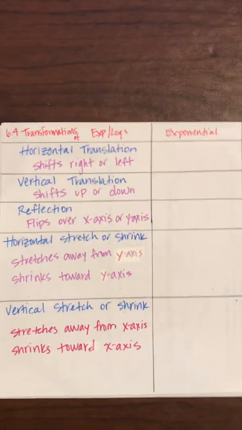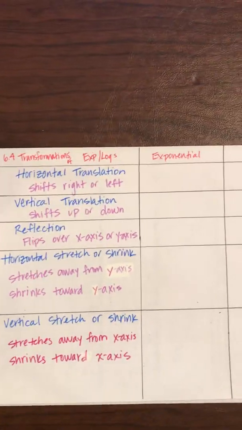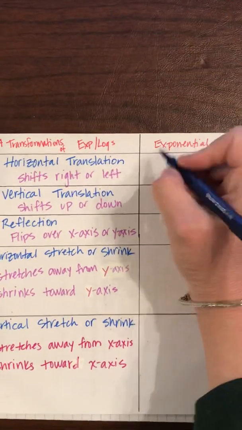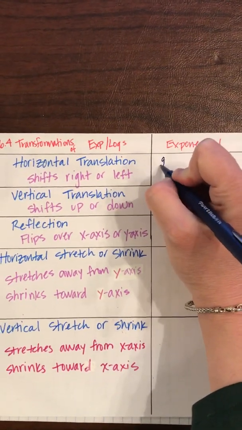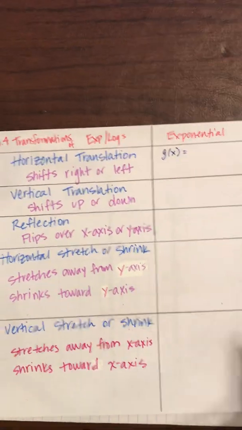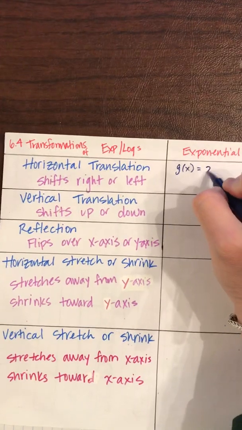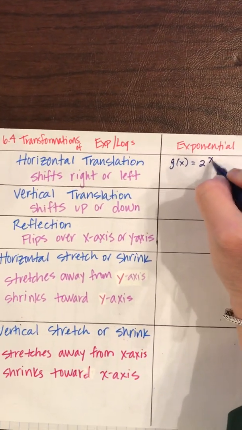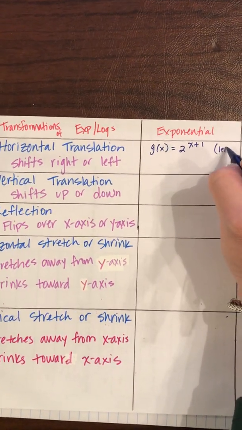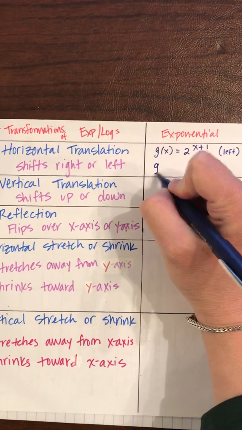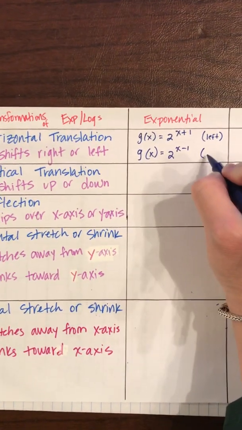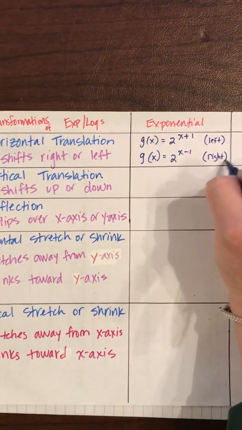So the first translation we're going to talk about is a horizontal translation. This one is fairly common. This is one that we've seen in other kinds of translations and other types of functions. A horizontal translation shifts your function left and right. So if it's an exponential, it might go like 2 to the x plus 1. That would shift this to the left 1. Or you might see something like g of x equals 2 to the x minus 1, which would be a horizontal shift to the right.